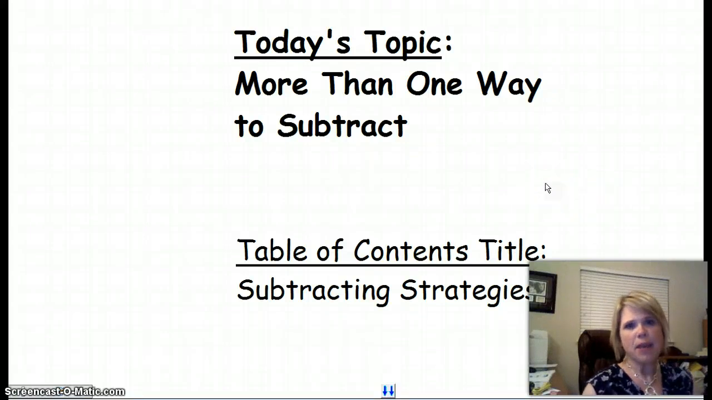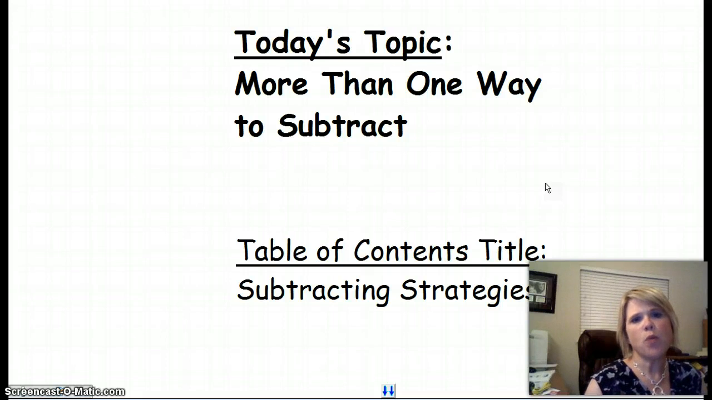Senglade. Today's topic is going to be more than one way to subtract. So, in your journal, what you want to do is table of contents title is subtracting strategies. So write that in right now. Hit pause if you need to take out your journal and set up your next page. All right, my page is going to be titled Subtraction Strategies.